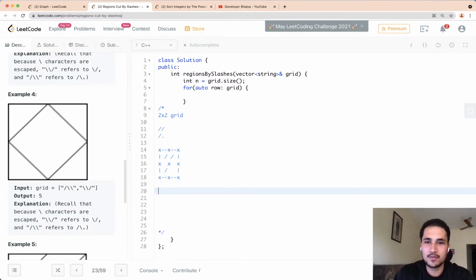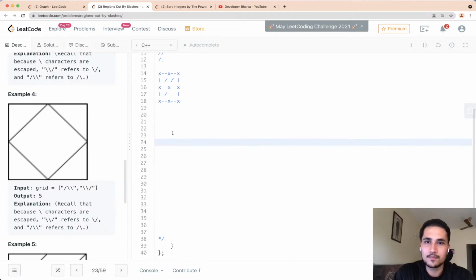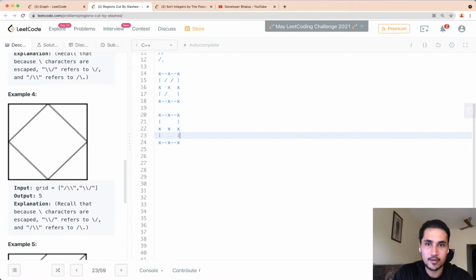How would the graph of this one look like? Let's see if we can make some progress. So let's take some space. For a 2 cross 2 grid, we had these many nodes, right? So this was the maze initially, and now we had a forward slash here, and then a backslash here, right? So that's one. Then you see the problem over here. This is another region that is forming in between. Man, really good.